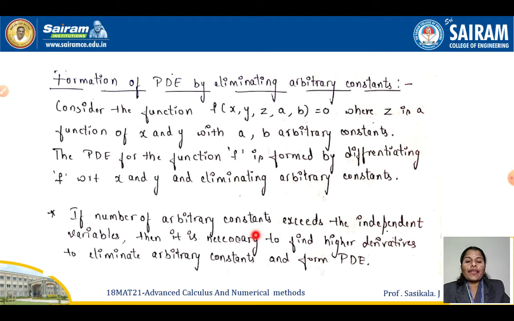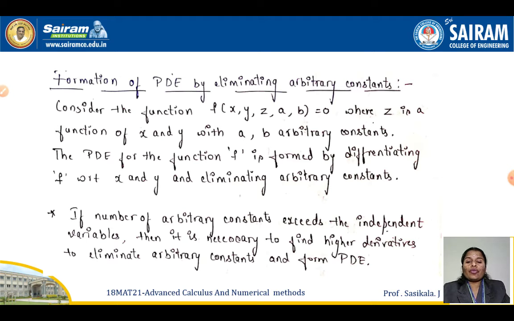If the number of arbitrary constants exceeds the number of independent variables, then it is necessary to find higher derivatives to eliminate the arbitrary constants and form the PDE. So if you have more arbitrary constants, we increase the order of the highest derivative accordingly. Many problems we can do with p and q only, that means with the first differentiation with respect to x and y itself, and second or third order differentiation is not required. Up to second order is the maximum derivative we are going to take to form the PDE.